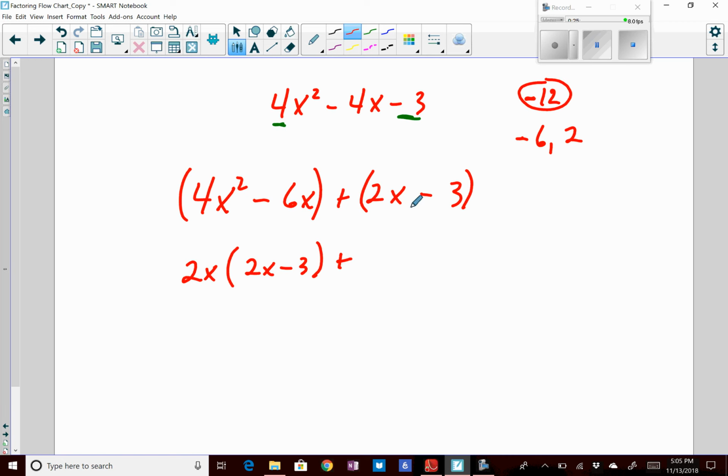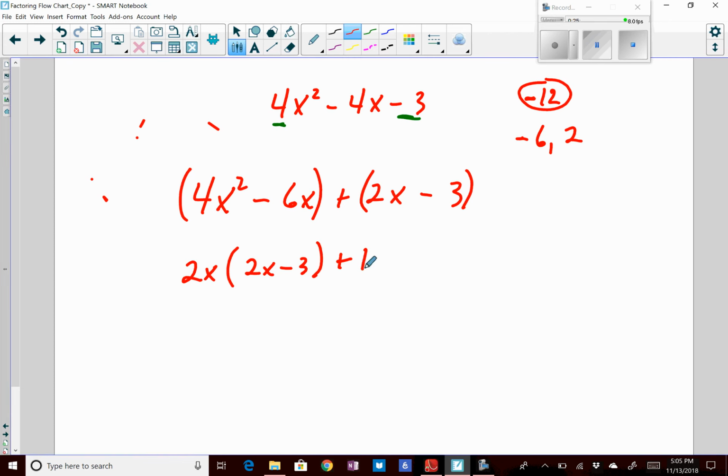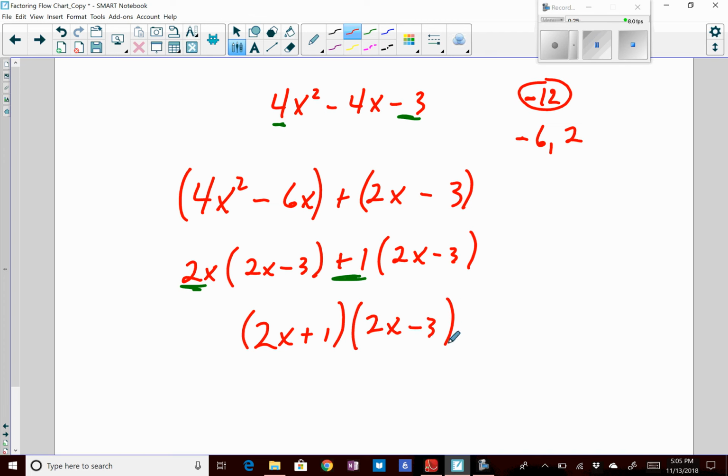I look at my second group. The only common factor that I have is 1. So I'll put the 1 down here, and inside I'll have 2x minus 3. Again, we take the GCFs that we took out and put them together as one factor. So I'm going to have 2x plus 1. And the other will be one of the duplicates, 2x minus 3. Again, if I were to multiply these two factors using the FOIL method, I would come up with the 4x squared minus 4x minus 3.